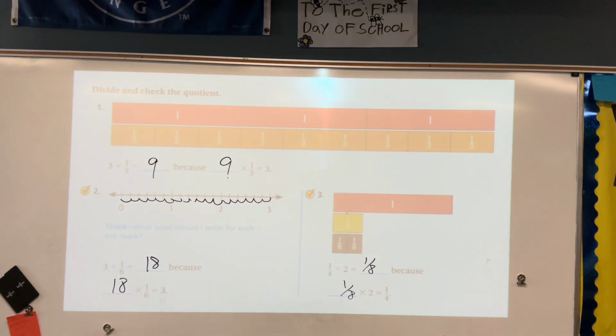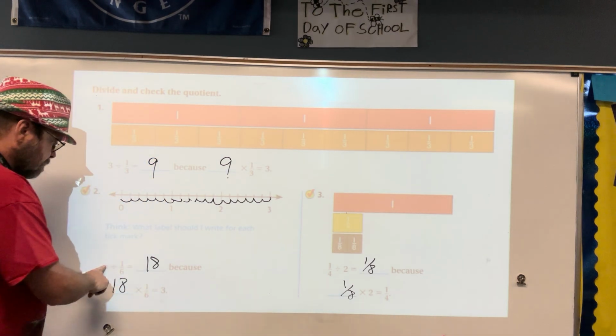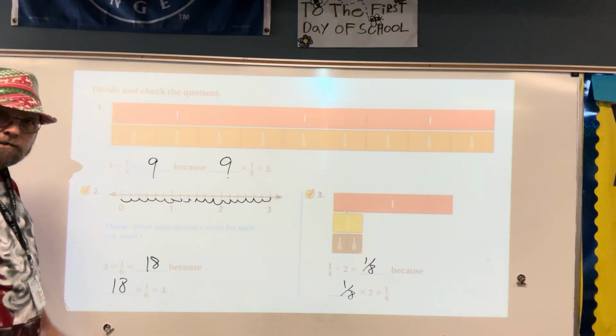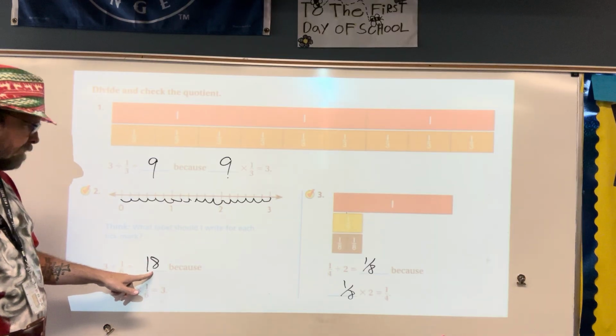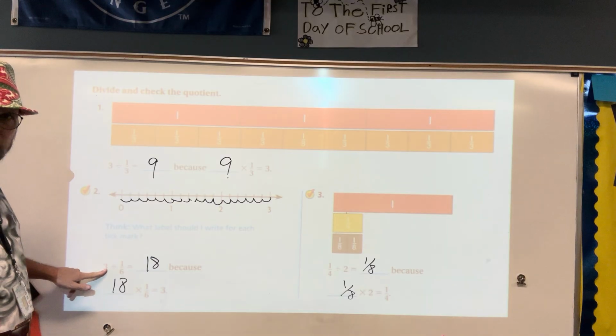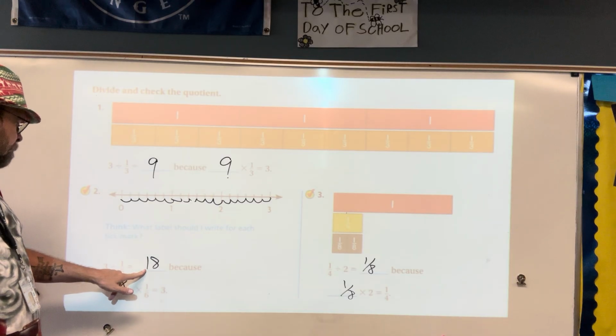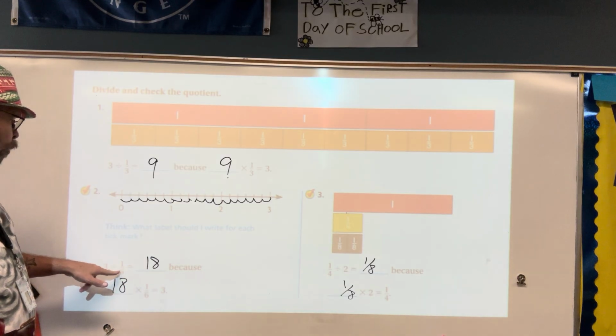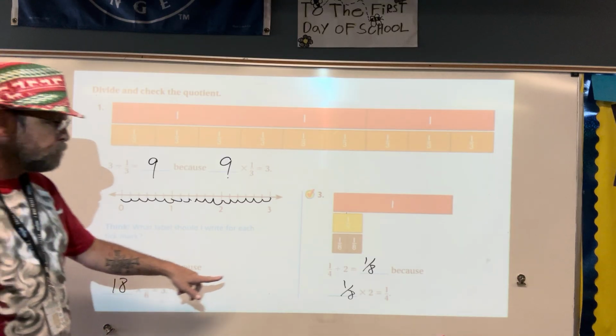The inverse operation. I know it's going to be 3 times 6, so my answer would be either 18 or 1/18. Well, since the 3 is first, the 3 is what's being divided. That means there are 18 1/6s in 3.